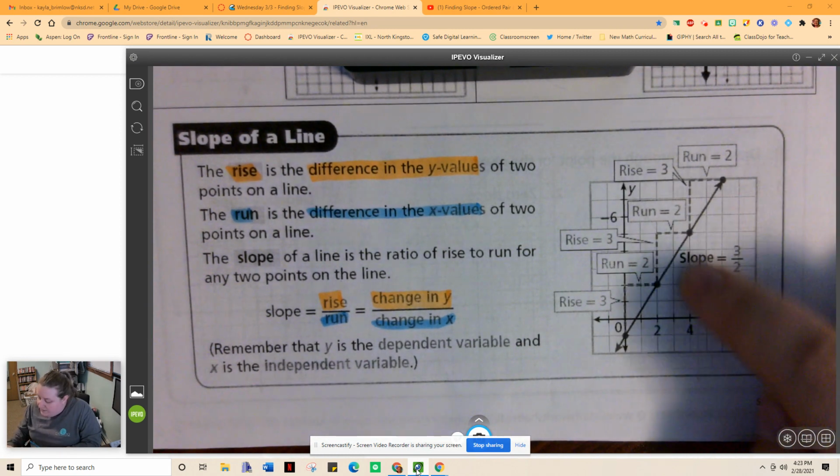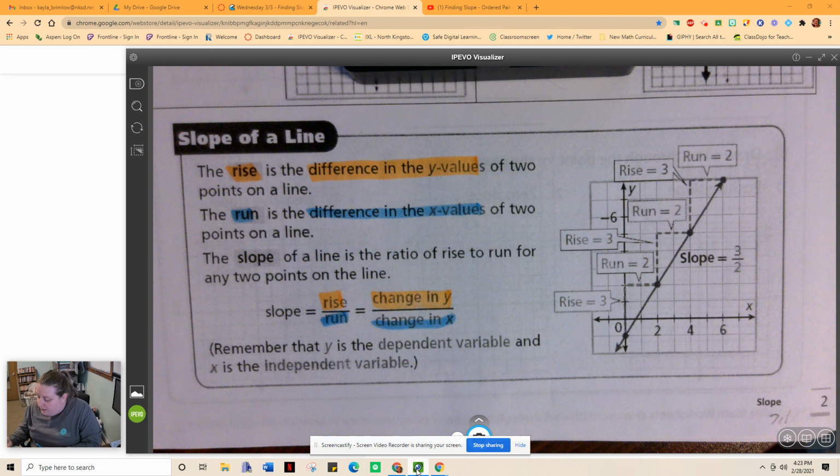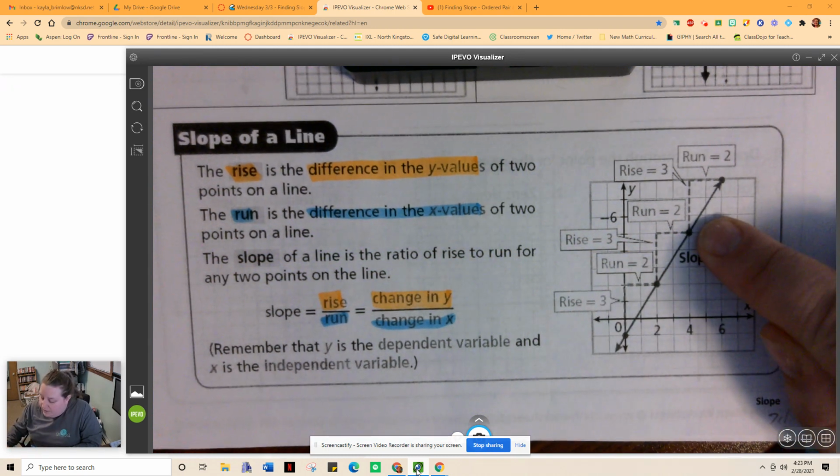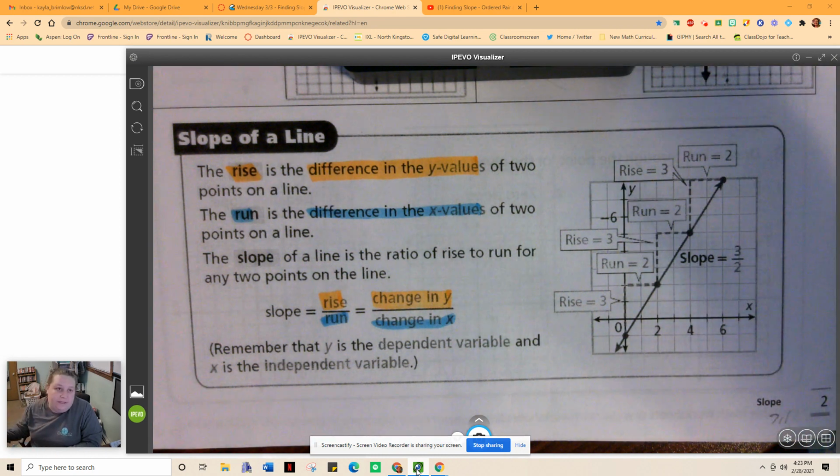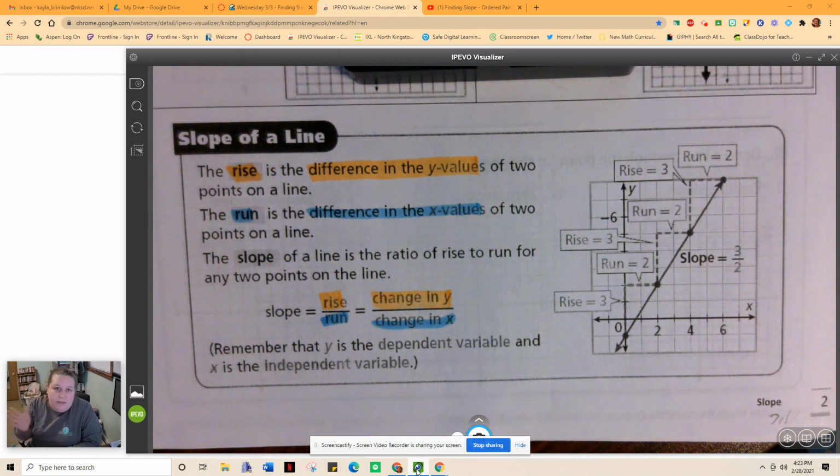So if we take a look at this graph, they tell us it has a slope of 3 over 2, but how did they determine that? You can't just count from here to here on the line how far the distance is. So we use rise over run to say what that change is.